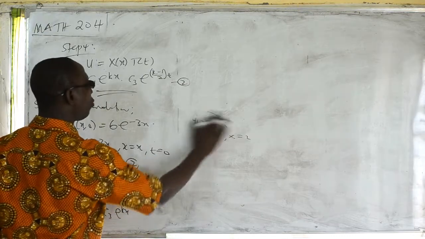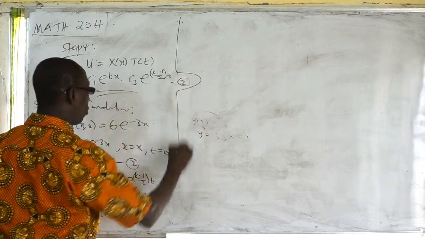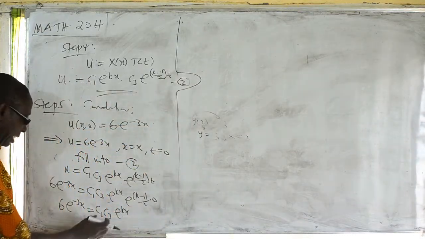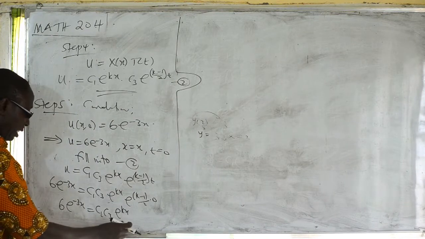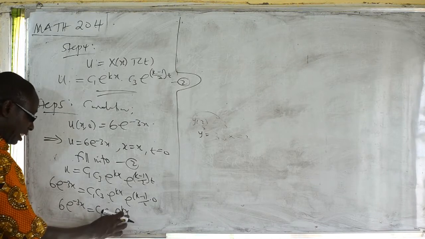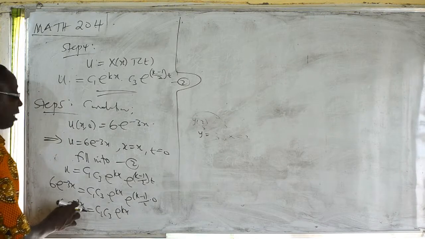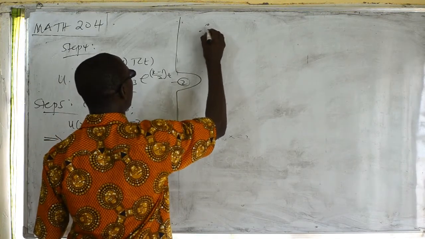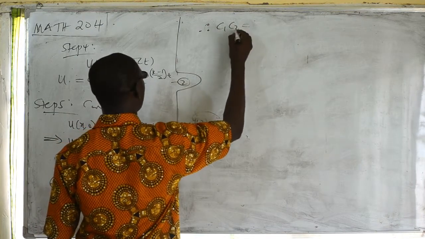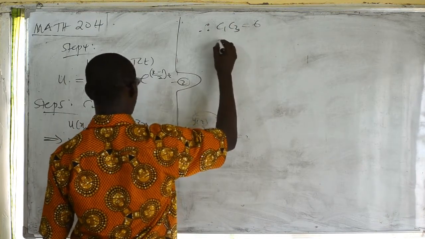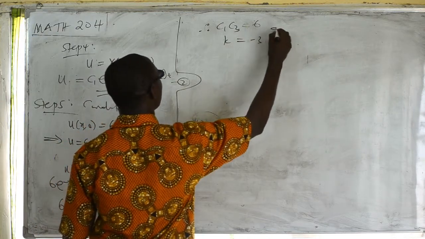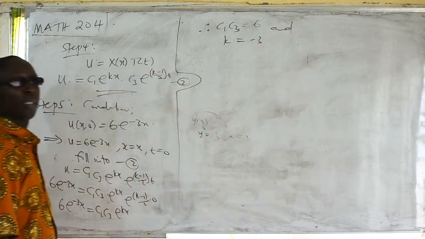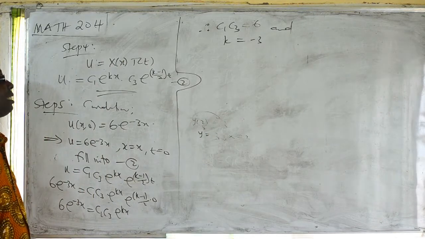Looking at this, compare these two things. When we compare these two things, what happens? I can see that c1 c3 matches with 6, e matches with e, x matches with x. So therefore, k is equal to -3. I can say that therefore c1 c3 is equal to 6, and k is equal to -3. So now that I know my c1 c3 is 6, k is equal to -3.